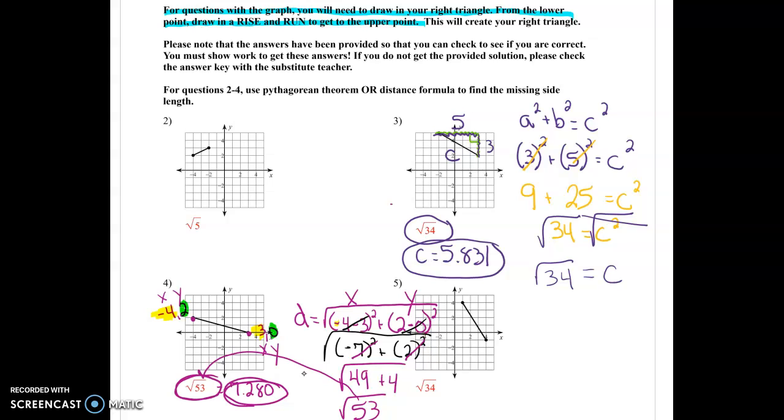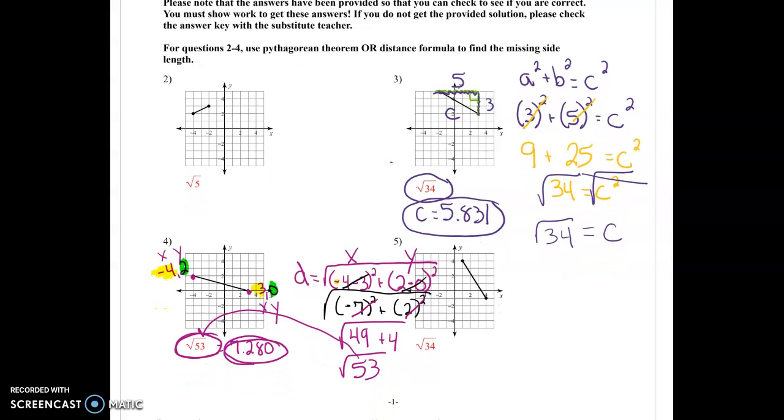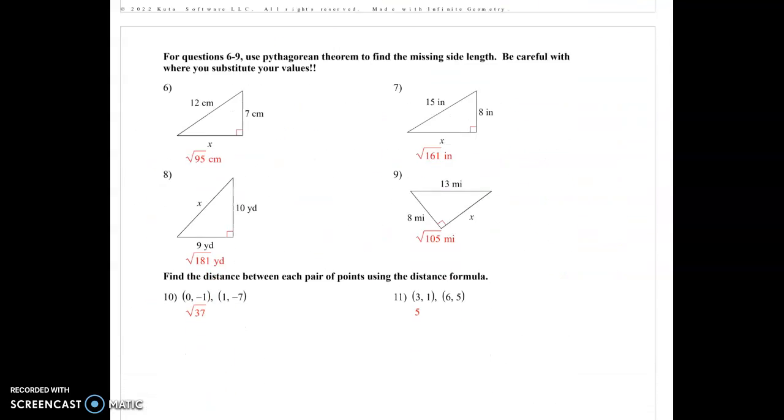So when you do 2 or 5, I'd suggest you try Pythagorean theorem for one, and do the distance formula for the other. So pause the video, try those, and then when you're done, let's start the video back up and we'll take it down here.